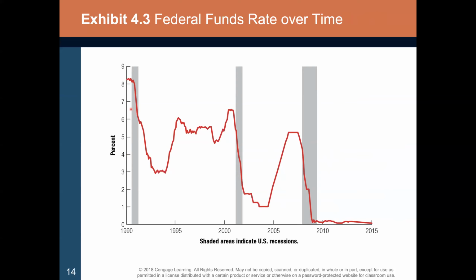So you can see here, these shaded areas indicate US recessions. And so you can see the Fed is taking steps to lower this rate during recessionary periods. We saw it in the early 1990s. We saw it after the dot-com boom and bust, and we saw it through the credit crisis as well.